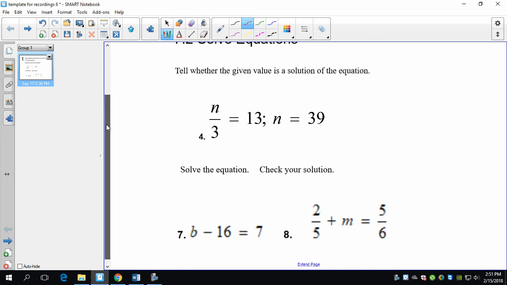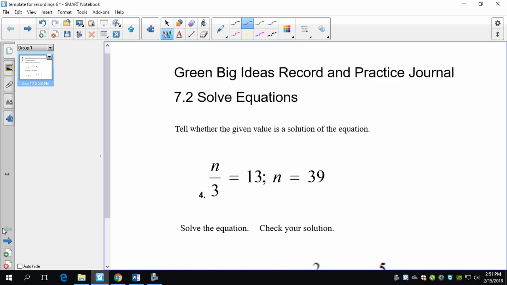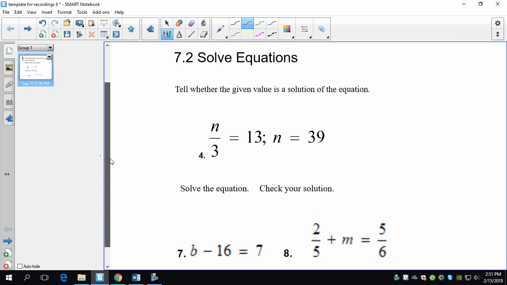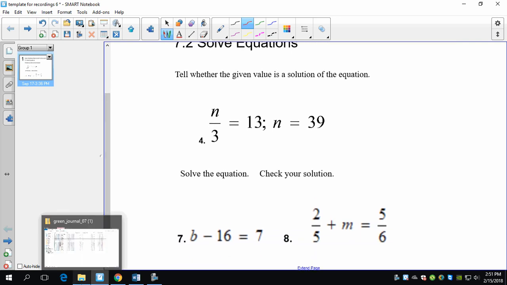Okay, today we're working in the green Big Ideas Record and Practice Journal. We're working on 7.2, and today we are solving equations. The directions state, tell whether the value is a solution of the equation. This is number 4 from your Record and Practice Journal.